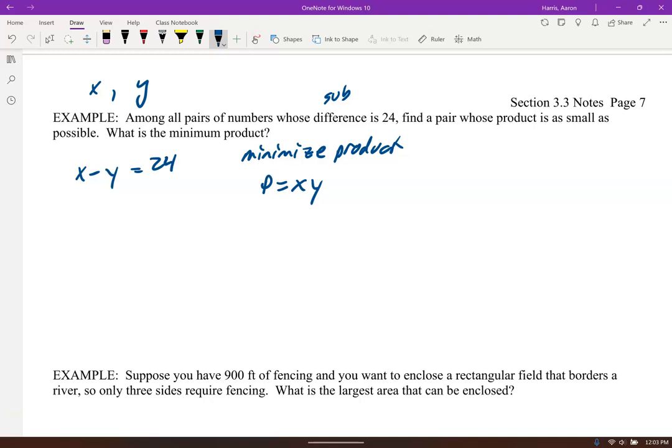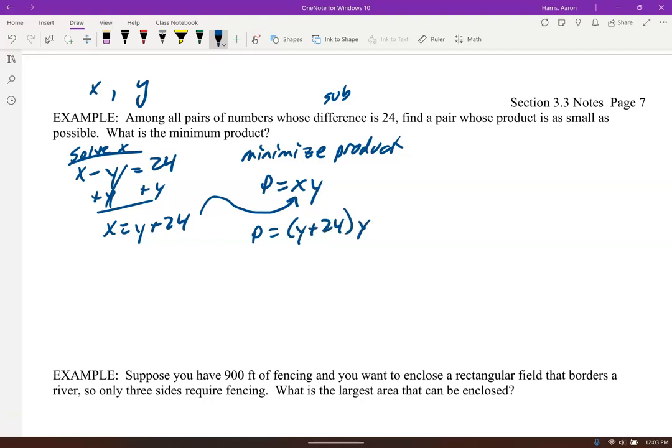Okay. Well, let's go ahead and solve first for either x or y, and then we'll substitute into the other one. So let's go ahead and solve for x on this first one. So we have x equals y plus 24. Now we're going to plug that in for x over here. So now we get P equals y plus 24 times y. So in other words, y squared plus 24y.